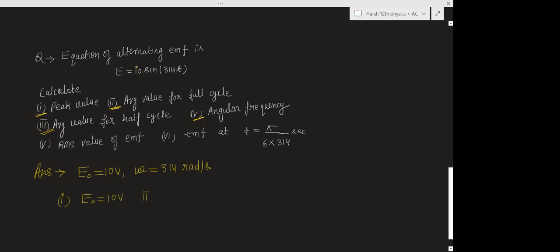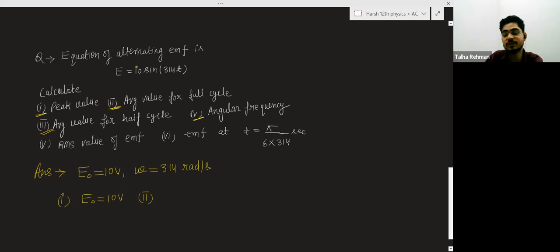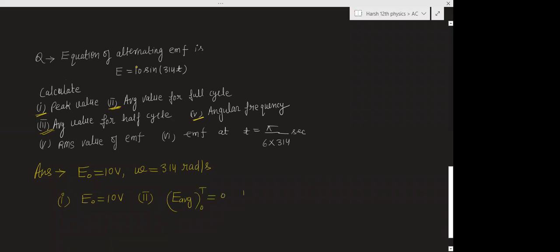Second answer, they are asking average value for full cycle. What I have told you? 0. Average value for full cycle is 0. Third part, average value for half cycle.